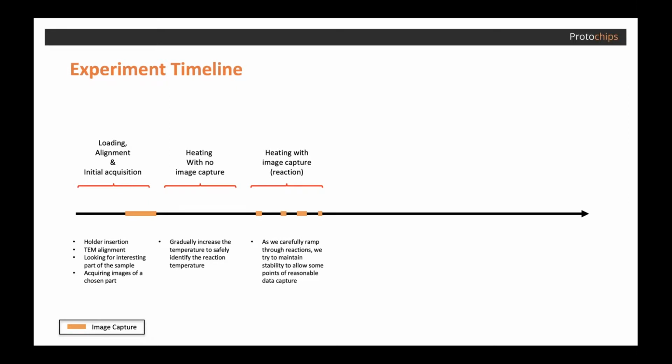Now, once we get to the reaction points, we ramp as slowly as necessary to minimize the drift and enable reasonably high magnification image capture at some of these more stable points. Now, as you can see, these points of image capture are not possible everywhere, especially for reasons we explained earlier in the session. Also, the magnification setting for this image acquisition is probably lower than we would have liked.